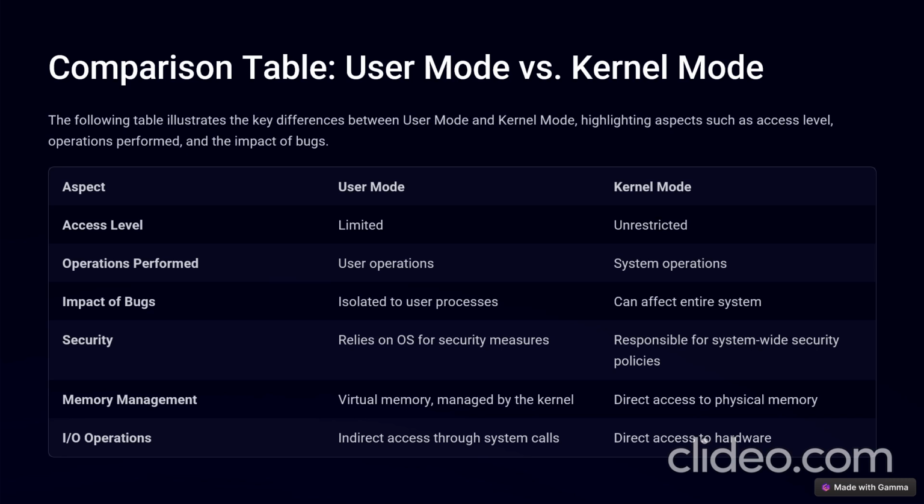Impact of bugs. In user mode, the impact of bugs is restricted to the application only, while in kernel mode, it can affect the entire system. Coming to security, user mode relies on the OS for security measures. In kernel mode, it is responsible for the system-wide security policies.